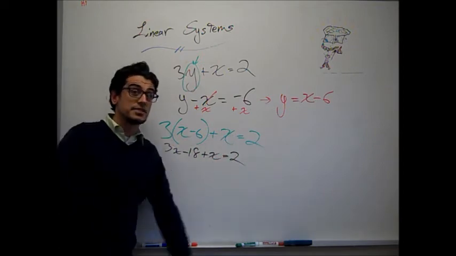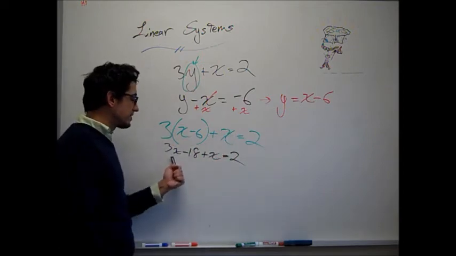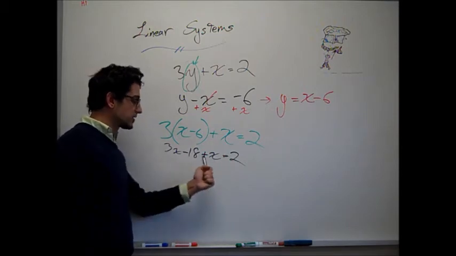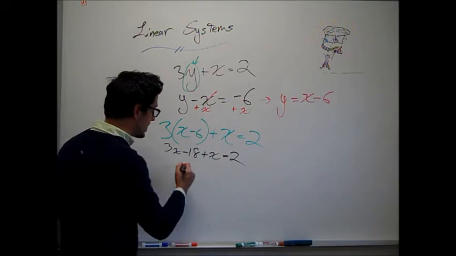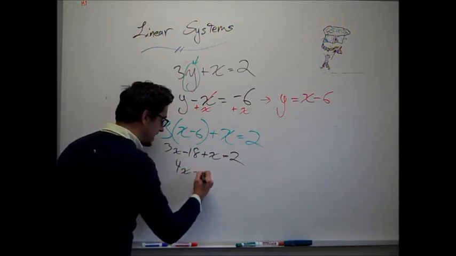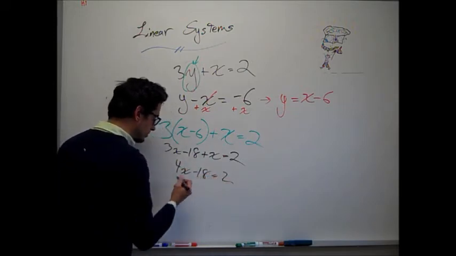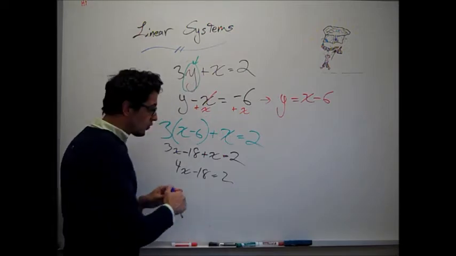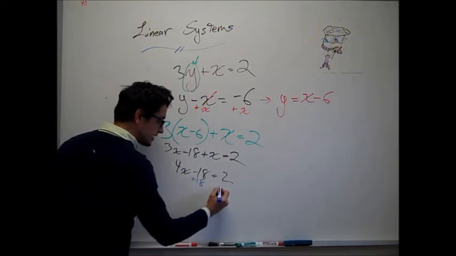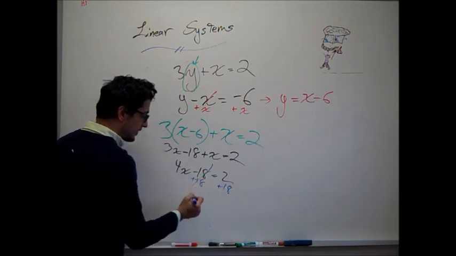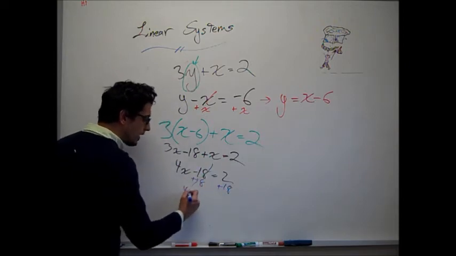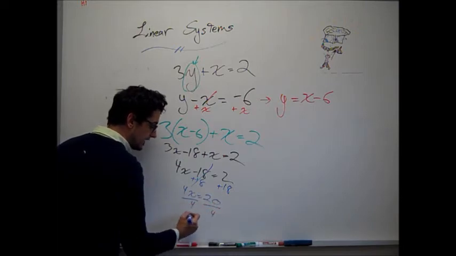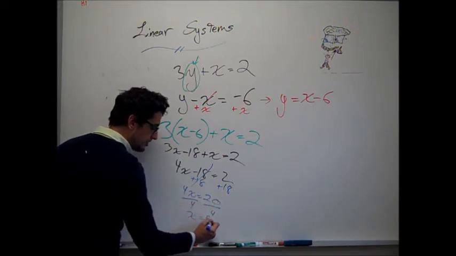So now let me put together my like terms. I have a positive 3x and a positive x, or 1x. And what's 3x plus 1x? Well, it's 4x. So I now have 4x minus 18 is equal to 2. I'm going to go ahead and use addition property of equality to cancel that out, to isolate my variable. And I end up with 4x is equal to 20. Division property of equality, and I end up with x is equal to 5.